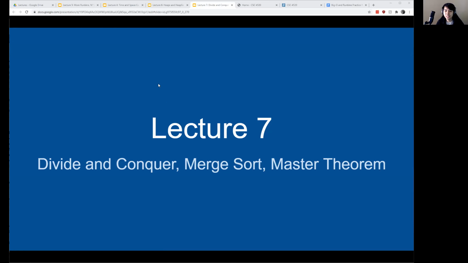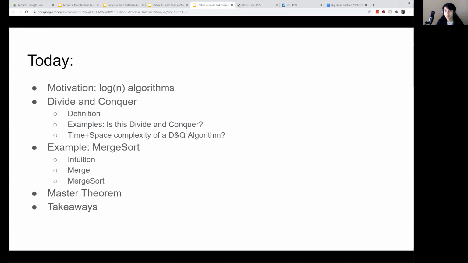And so we're going to see how it can help us in sorting, and then we're going to see what properties we look for every time we're looking at a divide and conquer algorithm. So essentially today we're going to go over why we care about divide and conquer by looking at log n algorithms.